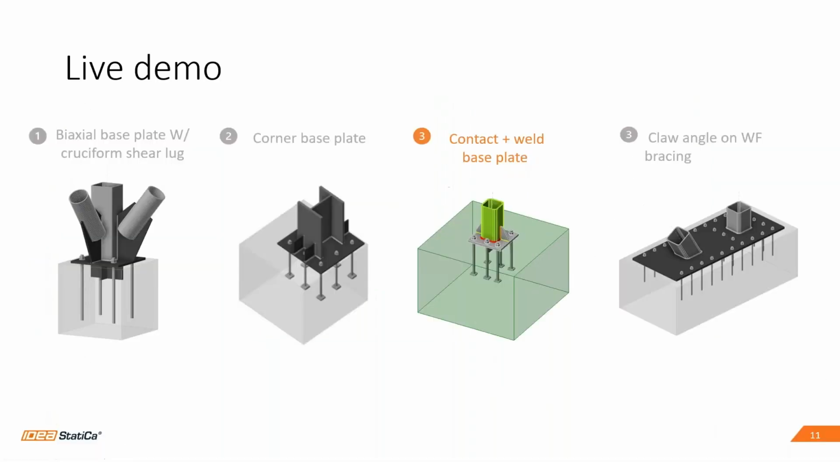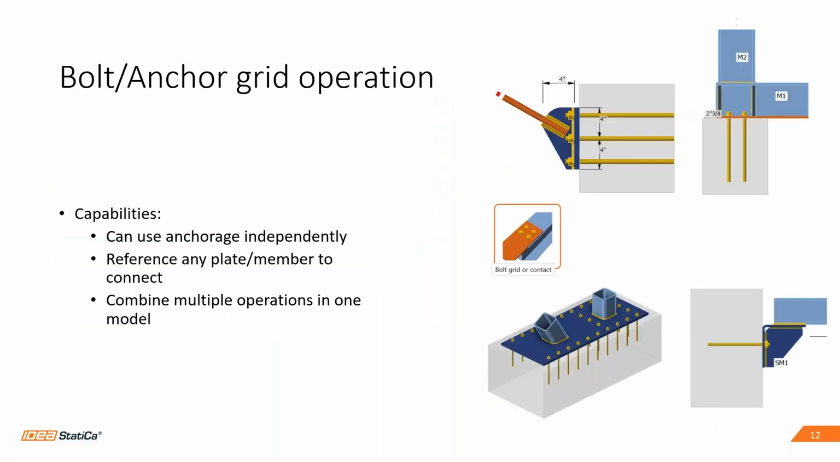So now if we quickly move on to the last part of the demo, which is the bolt anchor grid operation. This is basically an operation that gives you freedom to connect anything to the concrete. So you have an independent anchorage, and you will be able to reference any plate or member to connect. As you can see on the right, we can reference stiffening members, stiffening plates, part of the members so that they can be connected to the concrete.